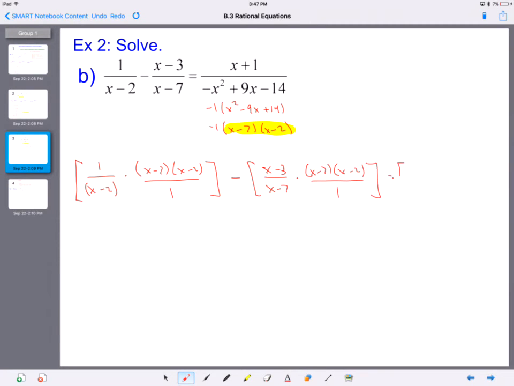is equal to x plus 1 over negative 1 times x minus 7 and x minus 2 times x minus 7 and x minus 2.